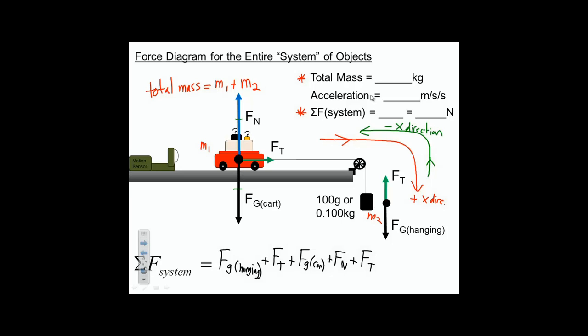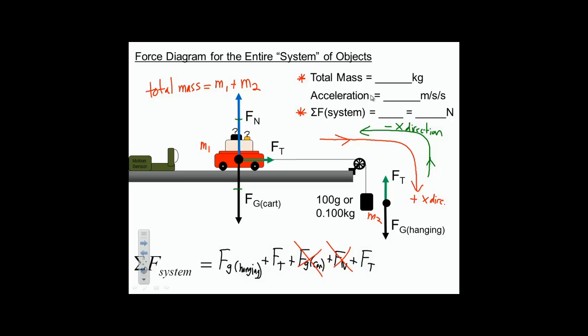We'll see how this is useful in just a little bit. Well, let's look at our forces. If you look at the forces in the car, we already talked about the fact that the force of gravity and the normal force are the same size, and they're in opposite directions, and so if we add those two things up together, the force of gravity in the car and the normal force, they cancel each other out.